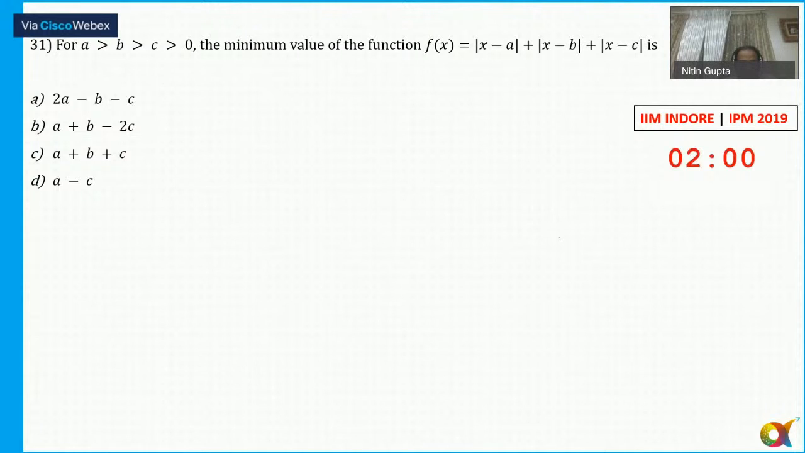So, in the last two sessions, we have discussed 30 questions which were asked in the IIM Indore paper in the year 2019. So, let's continue with CAT. Let's start with question number 31. For every question, I'm going to give you a time of 2 minutes. So, your time starts now. Please start, and if you can start responding via chat.